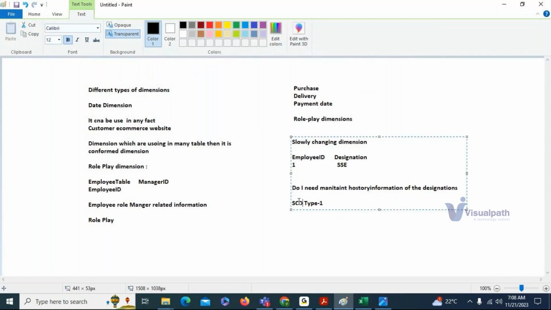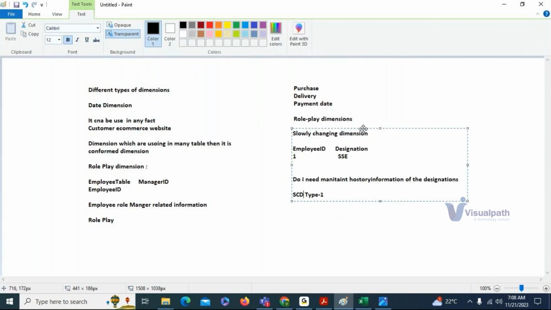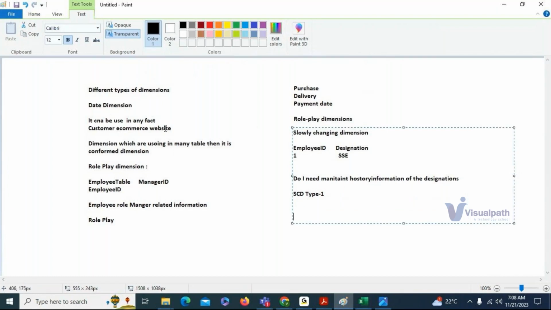We'll be doing this while learning SQL practically. This is all conceptual. So from tomorrow we'll be doing practical. I'll be showing you practically SCD type 1, SCD type 2, because these are all concepts and this is practical, so we need to show you practically.